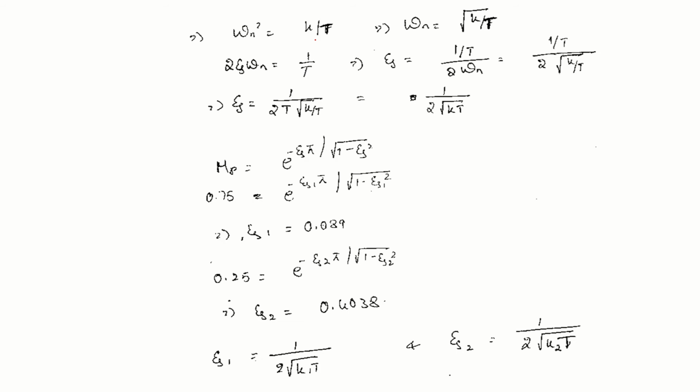So omega n square is equal to K by T. Omega n is root of K by T. 2 zeta omega n is 1 by T. So zeta is 1 by 2 T omega n. Again substituting for omega n, you will get like this. Finally, zeta is equal to 1 by 2 root KT.